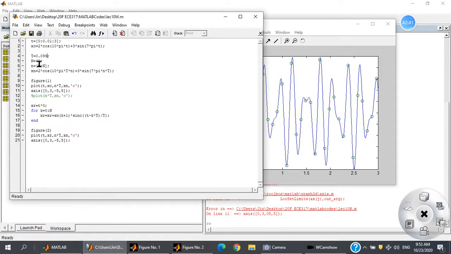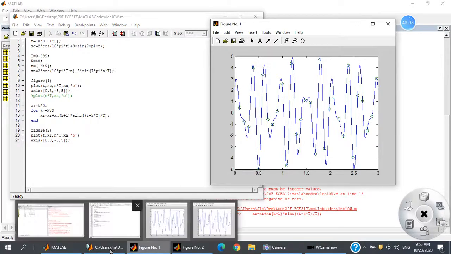Because this sample index runs from 0 to n. If I run from negative n to n, what will happen? Because on the negative side I don't have samples. Now I have, and this also runs from negative n to n. Okay, then run it.